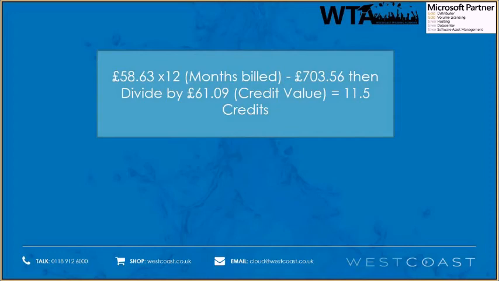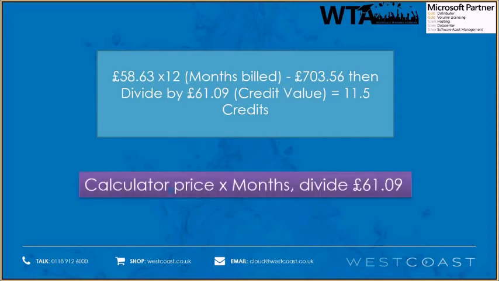It really is that simple. This has baffled a lot of people for a long time. Calculate a price, times by the months, divide by 61.09. That's it. That's how you work out an Azure credit. Now maybe you're saying in your head, well, yes, I get it, but you said earlier that you can't buy a fraction of a credit. Very, very astute.